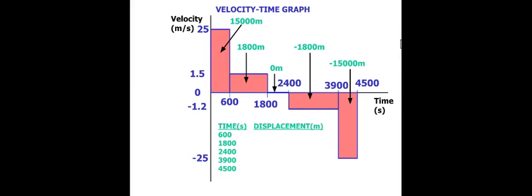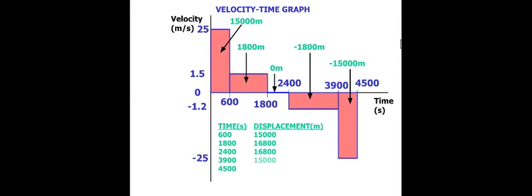Now we need to make a table of time versus displacement. At the end of 600 seconds, the driver's displacement was 15,000 meters. At the end of 1,800 seconds, he went an additional 1,800 for a total of 16,800 meters away from his home. Now, during the time he was at the gas station, his displacement did not change, so at the end of 2,400 seconds, his total displacement is still 16,800 meters away from his home.